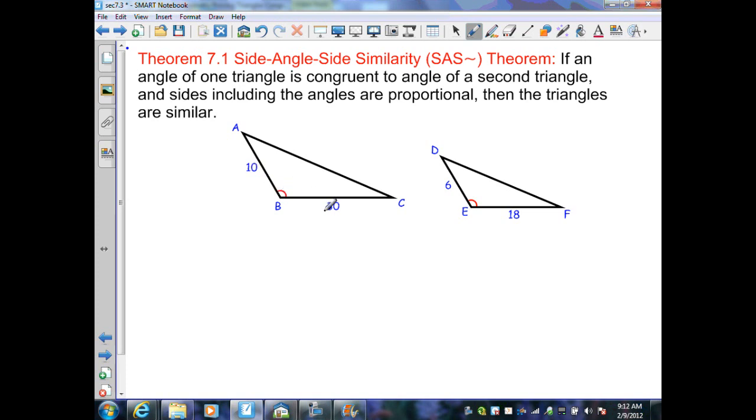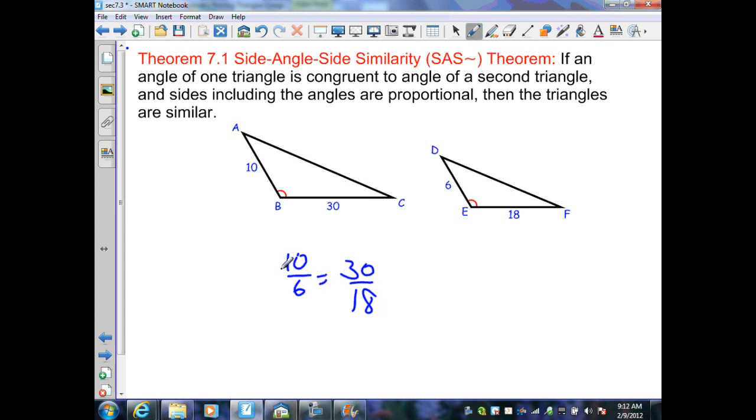Now, the only thing I need is to make sure that my sides are in proportion. And we can see that I go small to small, large to large. And when I do that, the smallest segment in ABC is going to match up with the smallest segment in DEF, which is 10/6. The next segment in BC that I know is 30. That's the largest one I know here. That matches up with the largest one in this triangle, which is EF. So 30/18.